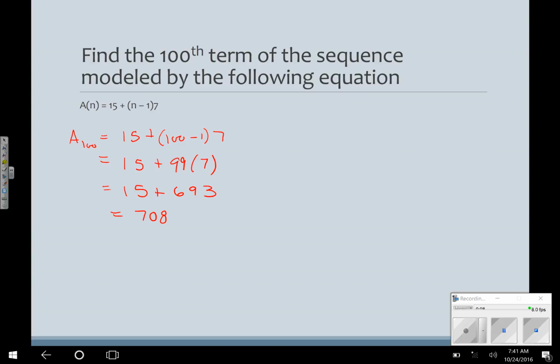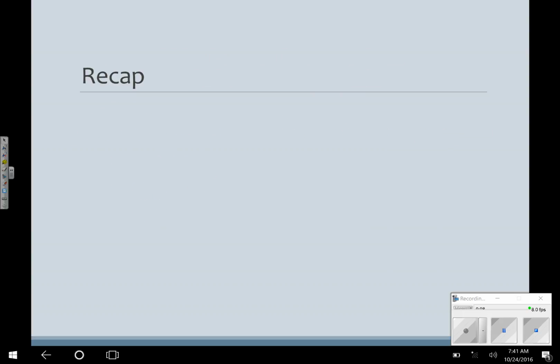Okay, we could also generate the first 5. We know the first term is 15, and we know that the common difference is 7. So if I just keep adding, 7 and 15 is 22, 29, 36, and so on, just by adding 7 each time.